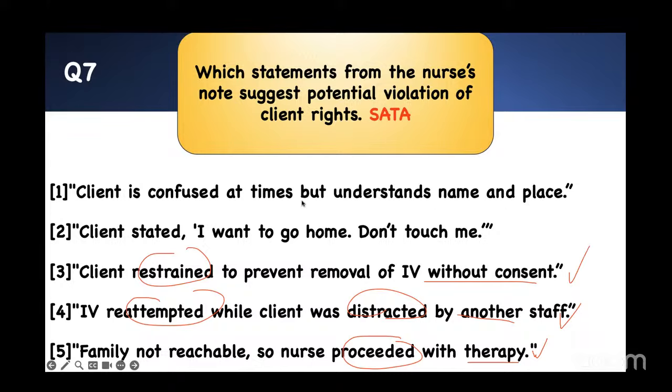This is the next document. The client is confused at times, but understands name and place. That's what he said, AO times 2. So that's good. It doesn't violate the client's rights. The next document, don't touch me. So that's fine. All this does not violate the client's rights, and that's not the problem. So 3, 4, and 5 are bad things that the nurse did that violate the client's rights.